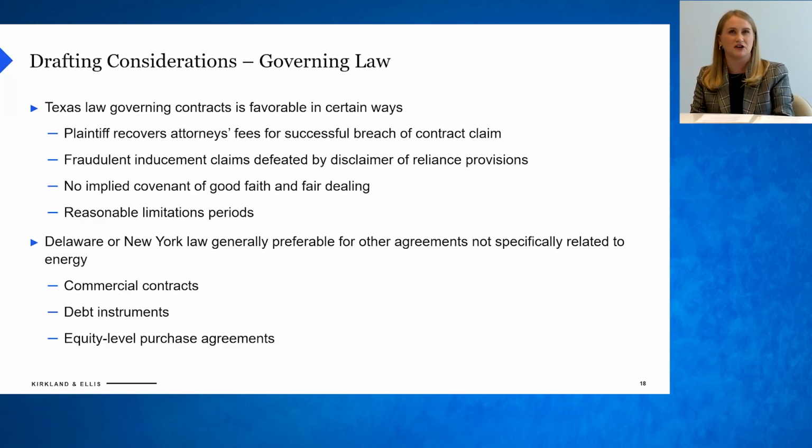As touched on earlier as well, Delaware and New York law are probably the way to go at the moment until we get a more robust set of precedent from the Texas business courts, particularly for debt instruments, equity level purchase agreements, things like that, just given the amount of case law that we have in Delaware and the amount of certainty and precedent that we have there.